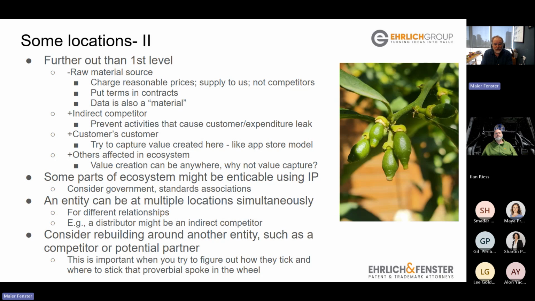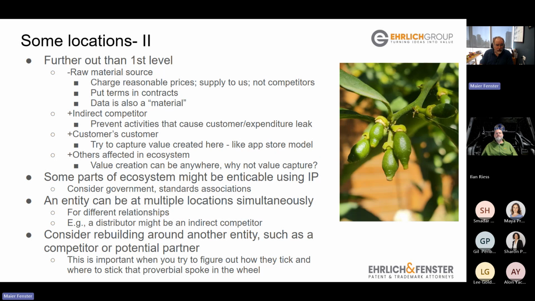Another example is a customer's customer, and the App Store's an example of that. The people paying the money are not the people building apps, but rather the people buying the apps. And more generally, anywhere in the ecosystem, there could be somebody who's getting value because of whatever it is you're doing, and it would be nice to do value capture as well. Some parts of the ecosystem, it's not so much about value, but more about enticement. A government and standard associations sometimes like things to run smoothly. It's good for everybody. And with the right kind of IP, you can be in on it.